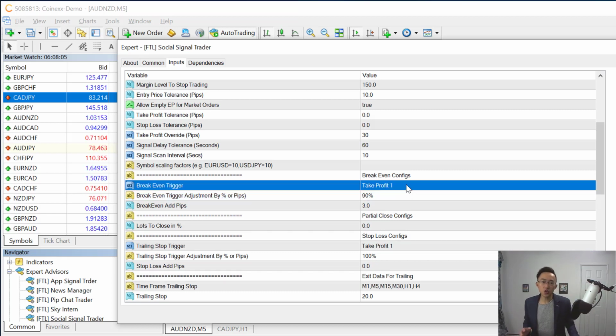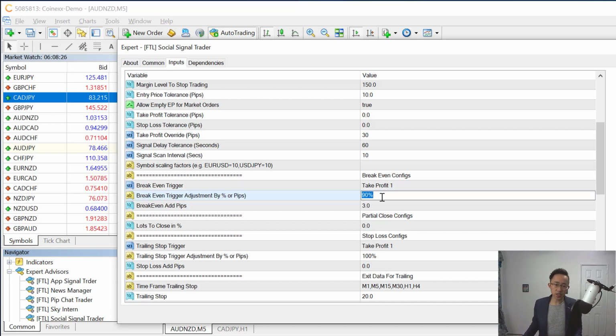And this allows you to break even before it gets to a certain take profit point, because maybe you realize that the trader's signals are not always accurate, and maybe the price turns around right before take profit 1. That's the reason why you want to set it a little bit earlier, like 90%, and break even and move your stop loss.